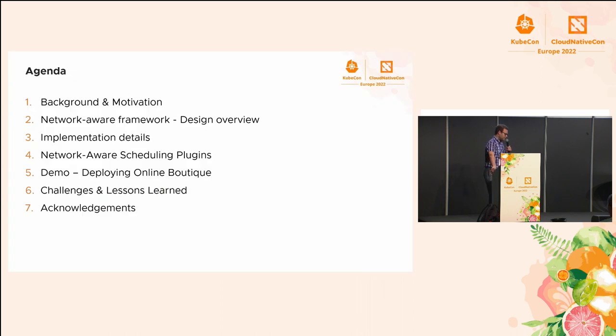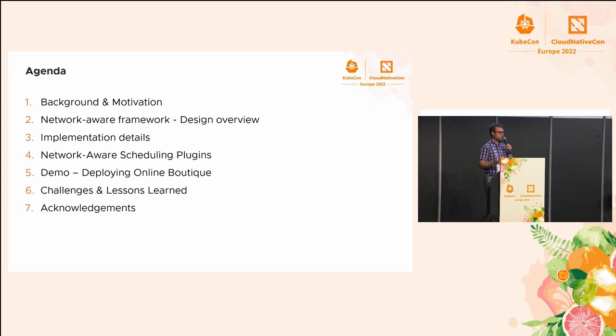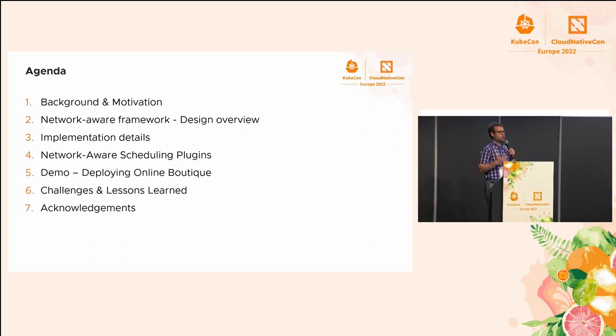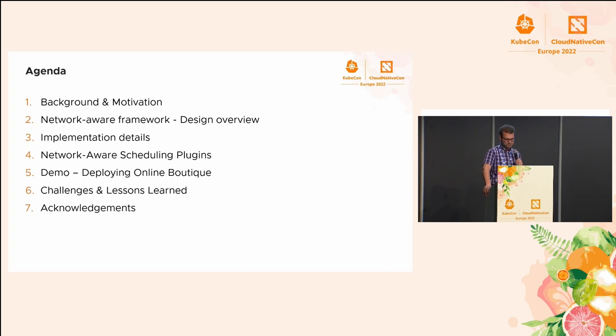Today, I'll talk more about the motivation. Why do we need network-aware scheduling in current Kubernetes clusters? I'll try to show you the main building blocks that we currently have in our network-aware framework. I'll try to explain some of the implementation details and some of the considerations that we have in our framework. And I'll try to show you a complete example on how you can use our framework to deploy your applications in a Kubernetes cluster, trying to find better decisions in terms of network-aware placement.